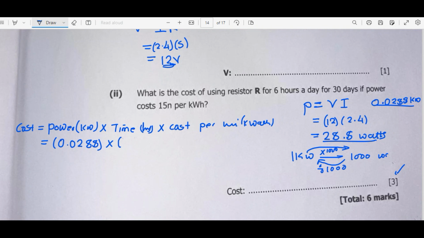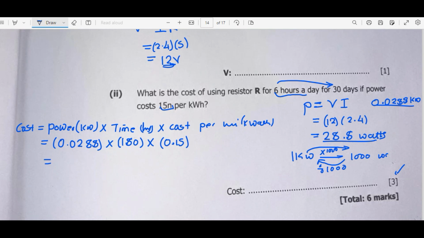So we are told for each day 6 hours, but for how many? 30 days. So we multiply 6 by 30 days so that we know the total amount of hours. So say 6 times 30 days, we have 180 hours. Multiply by, now we are given 15 ngwee. So this ngwee should be converted into kwacha. Whenever you are converting ngwee into kwacha, you divide by 100. So 15 divided by 100, you get 0.15.